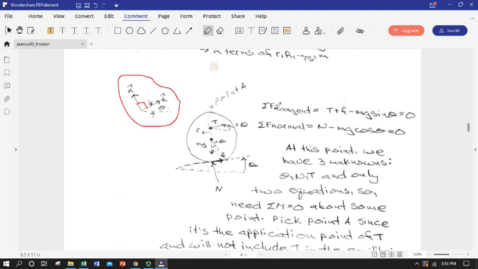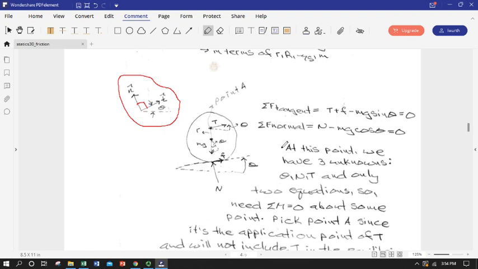So the sum of the forces in the tangential direction: we've got the rope tension pulling upslope, friction pulling upslope, and the sine portion of the weight, the tangential portion, pulling downslope. Looking in the normal to the slope direction, we have the normal force pushing up, and that's being opposed by the normal portion of the weight, the cosine theta portion.